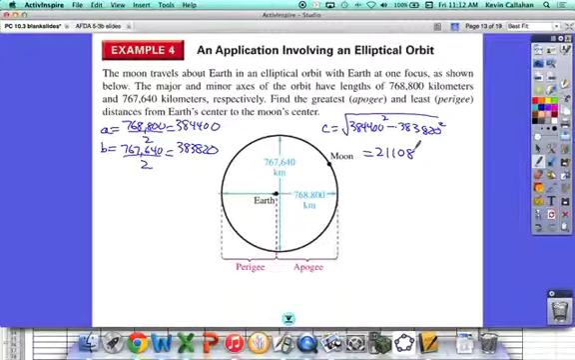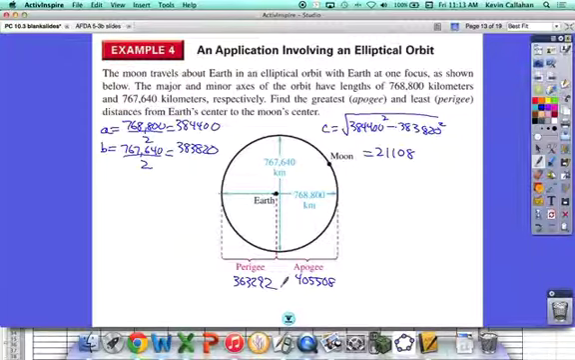384,400 plus 21,108. 405,508. And the other one would be 384,400 minus 21,108. 363,292. Okay.